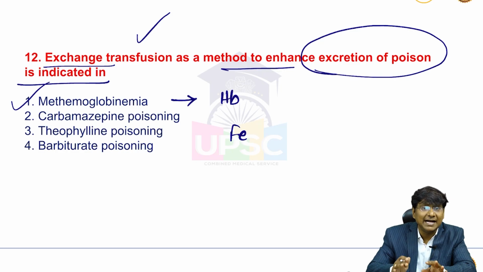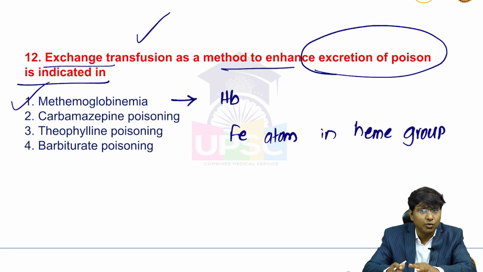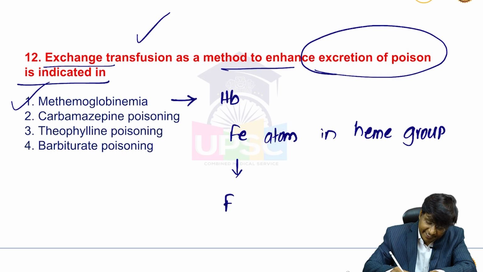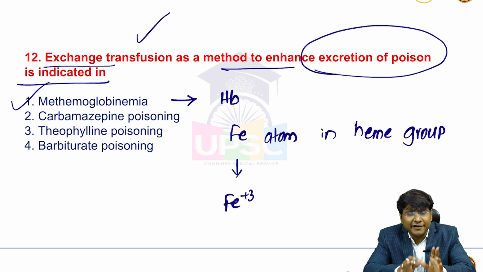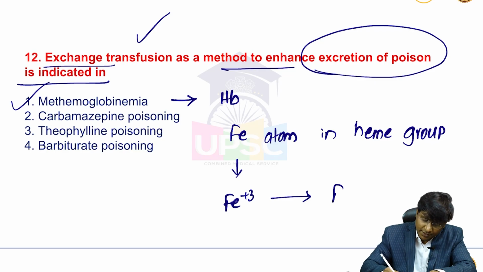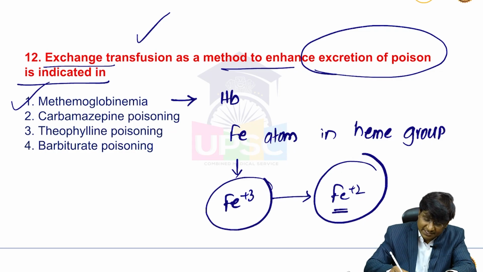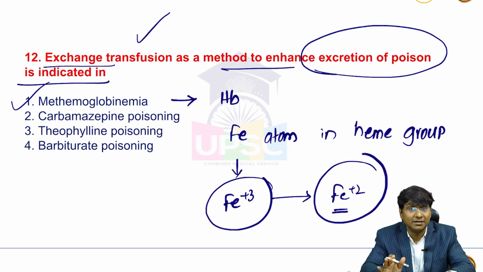the iron atom in the heme group is in the ferric state rather than the normal ferrous state. Normally the iron is present in the ferrous state in the heme component of the hemoglobin, but instead of Fe+2, if Fe+3 is there, then we call it methemoglobin.